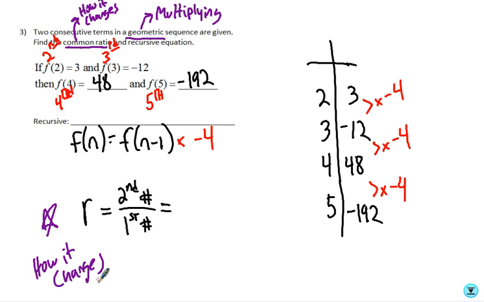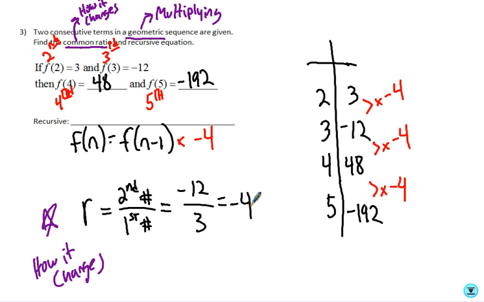So the second number in this case was -12. And if I divide that by the first number, which is 3, I get -4. So if you look at the numbers but you're not sure how it's changing, just take the second number divided by the first one. That'll tell you how it's changing. By the way, it's not just the second and the first. If I took 48 divided by -12, I get -4. -192 divided by 48, I get -4.